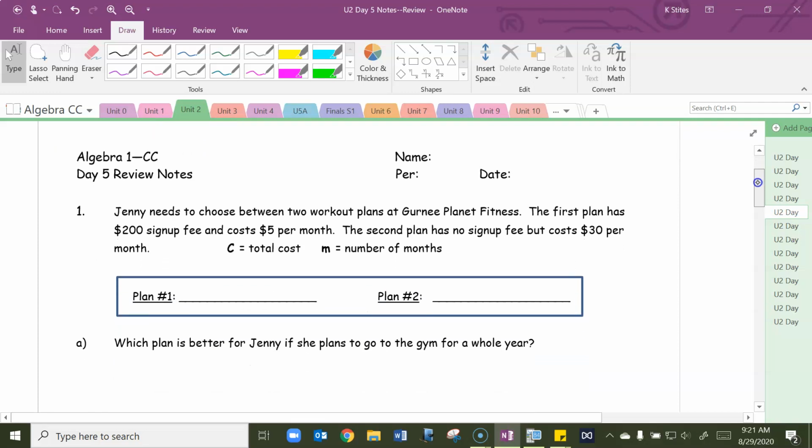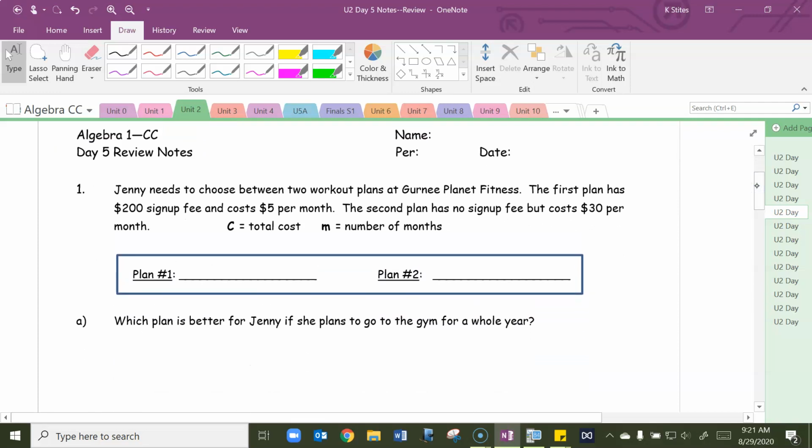So here we go. Jenny needs to choose between two workout plans at Gurney Planet Fitness. The first plan has a $200 sign-up fee and costs $5 per month. The second plan has no sign-up fee but costs $30 per month. And your variables have been identified for you. C is total cost and M is number of months.